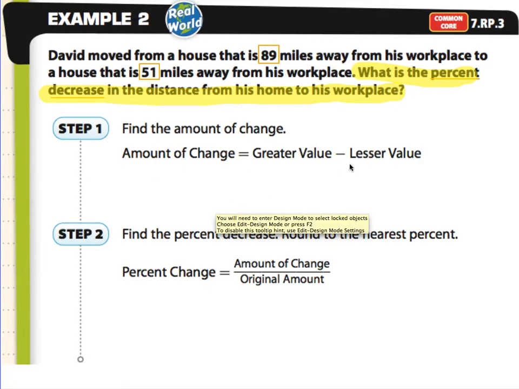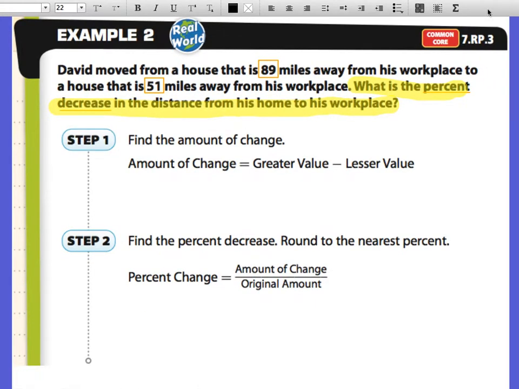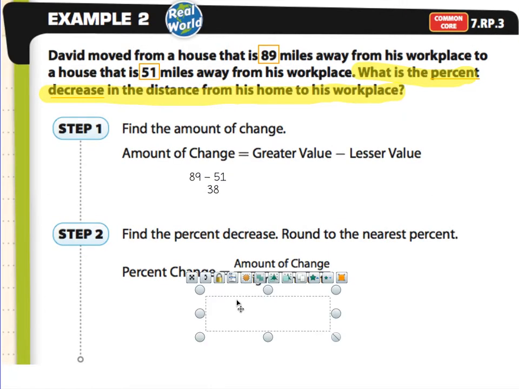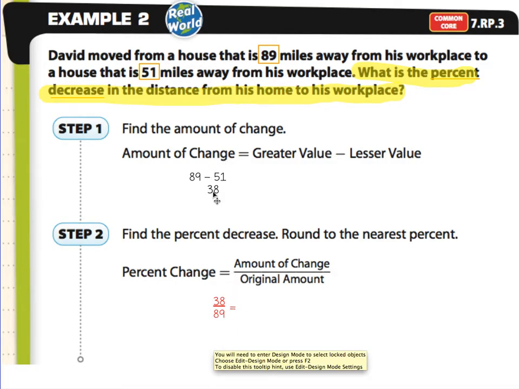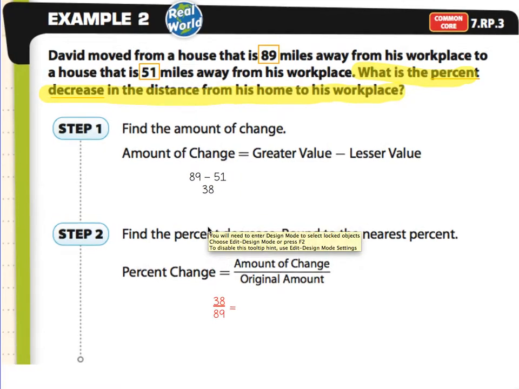So in this case, we have 89 miles minus 51. And when you do 89 minus 51, you come up with 38. Then, again, you take the amount of change, which in this case was 38, and you divide it by the original. He originally was 89 miles away from work.